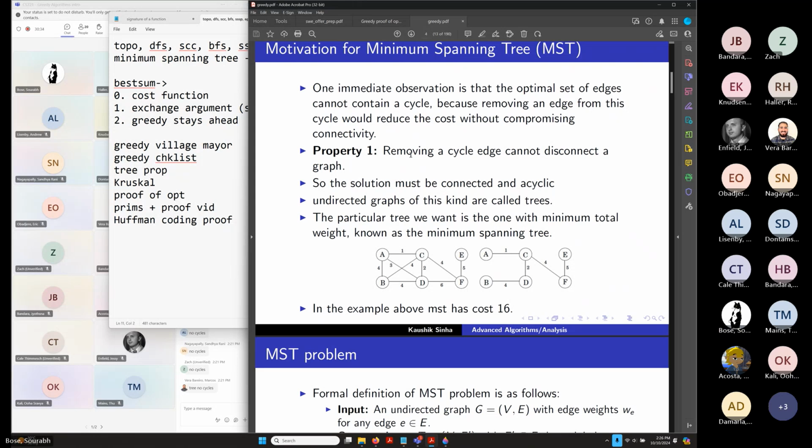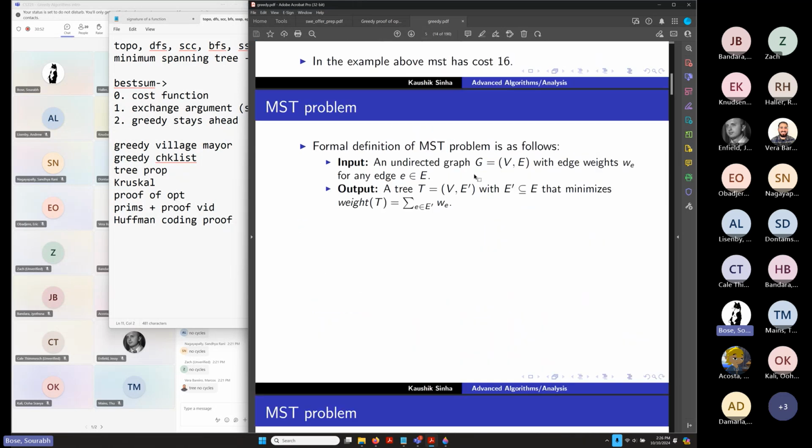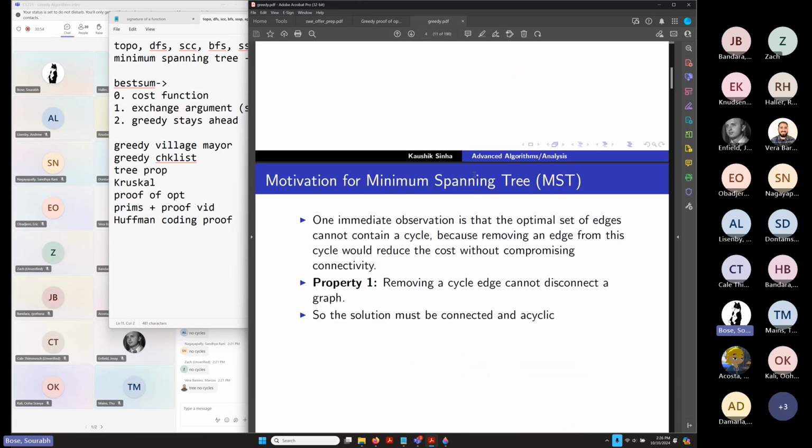From your solution, you guys will agree that if your solution contains a cycle edge and you remove that cycle edge from your graph, the graph is still connected and acyclic. So you can remove a cycle edge, as we discussed, right? What were some other properties?